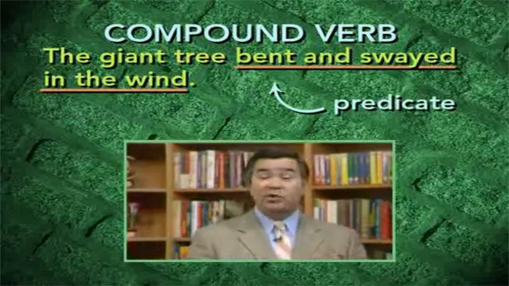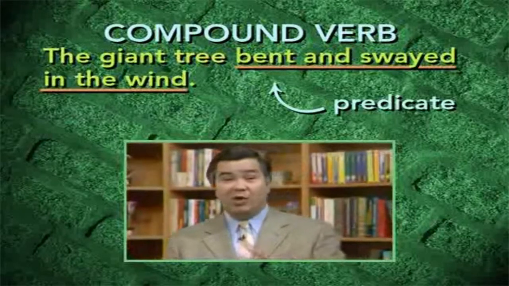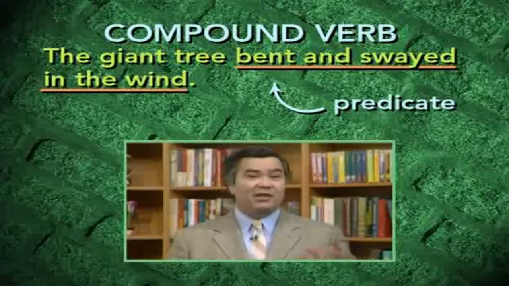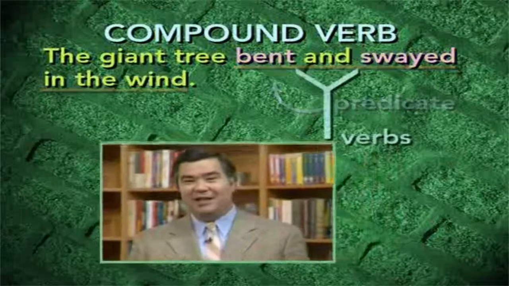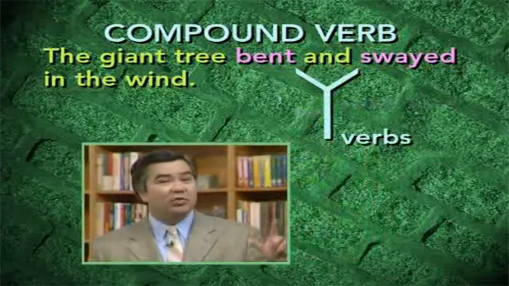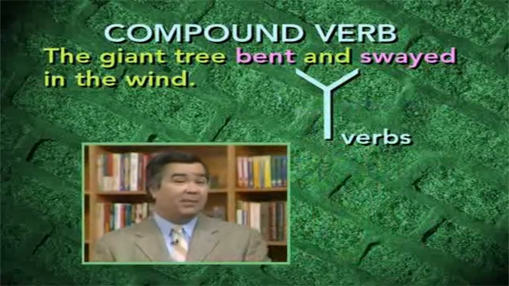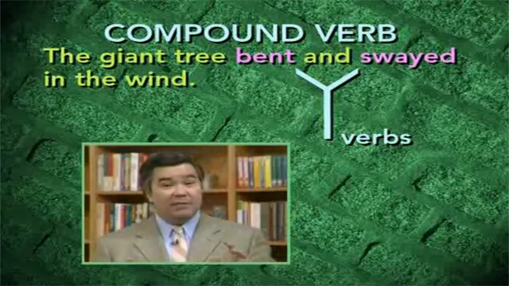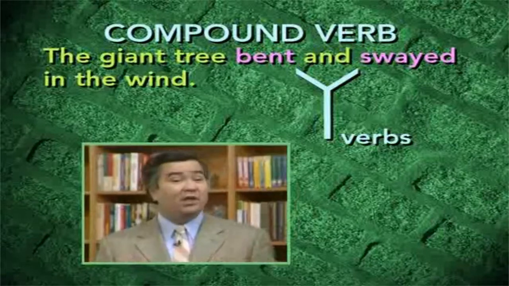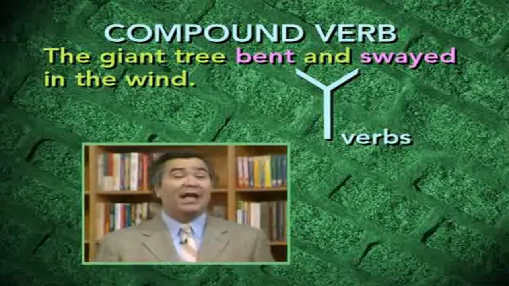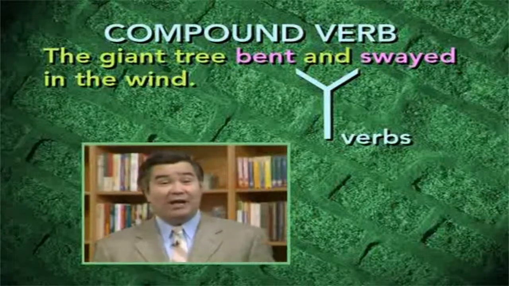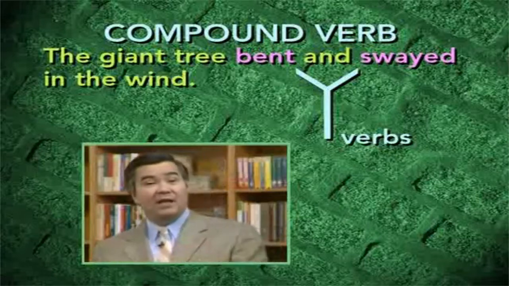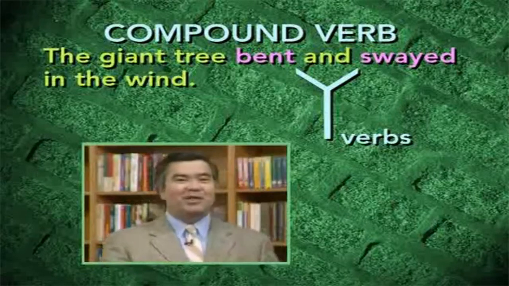Now, is there a most important word in the predicate? A word that tells you exactly what the tree did? Well, the fact is there are two words that tell you two things that the tree did. It bent, but it also swayed. So those two words, bent and swayed, are both equally important. They're both verbs. They both describe actions that the tree took, and they're connected by the word and. So in this sentence, we have a compound verb. That is, two verbs joined by the word and, both of which describe what the subject is doing.